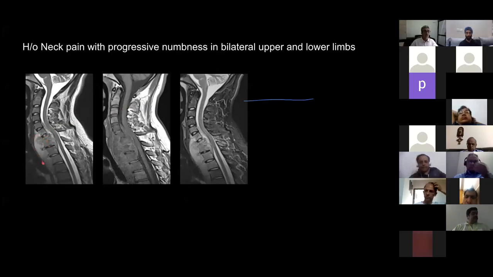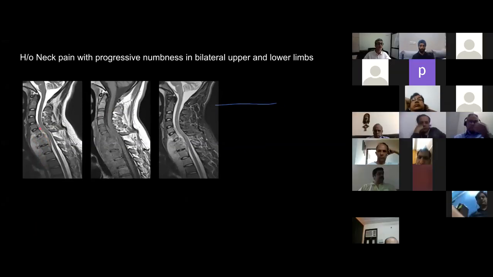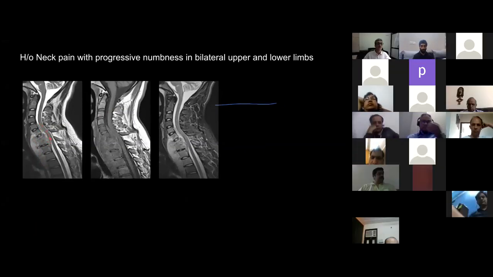There is a prevertebral soft tissue with areas of breakdown. So it's a prevertebral abscess. An epidural abscess is also seen in this location, causing compression of the cord. So this is a T2 weighted image. T1 weighted image shows similar findings, well visualized, and a STIR sequence.